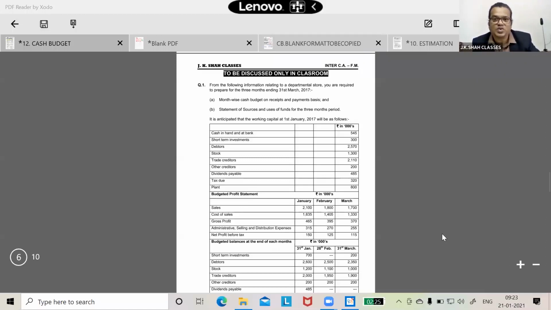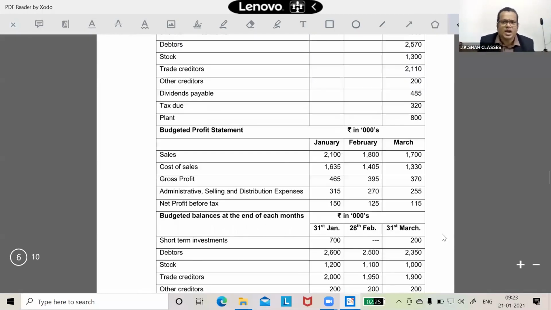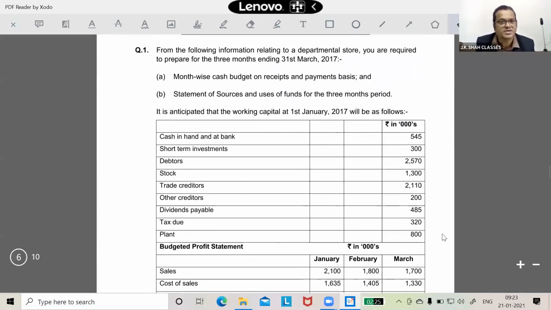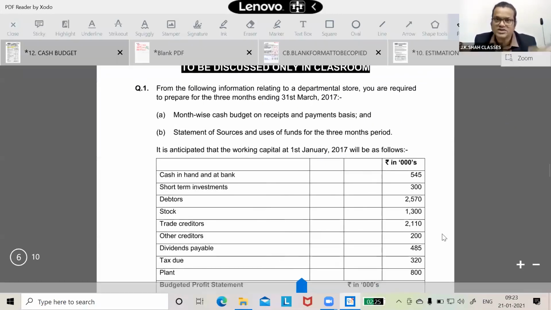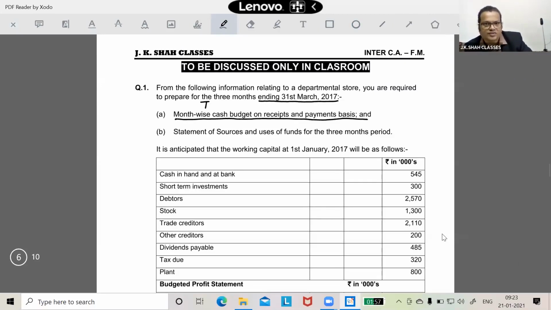Okay? Yeah. So people, let's read this question. Question number 1 to be discussed in classroom. And the moment we start discussing this question, we remember someone. Someone means classwork question number 1, no other person. This is the same question, guys. From the following information relating to a departmental store, you're required to prepare for 3 months, ending 31st March 2017, a month-wise cash budget on receipt and payment basis. So again, the same thing, no? For Jan, Feb, and March.